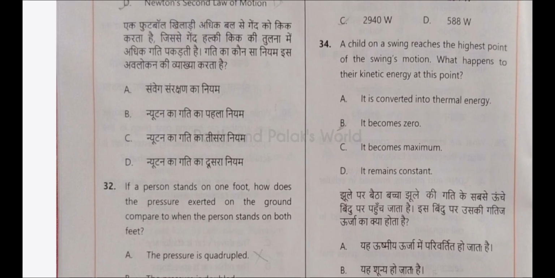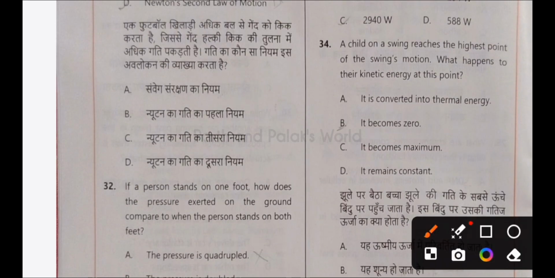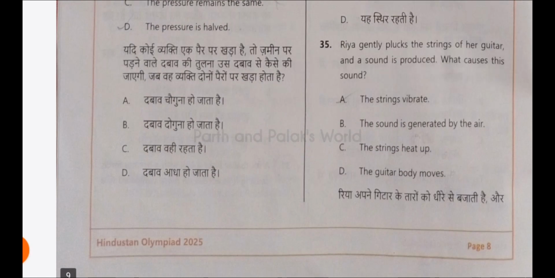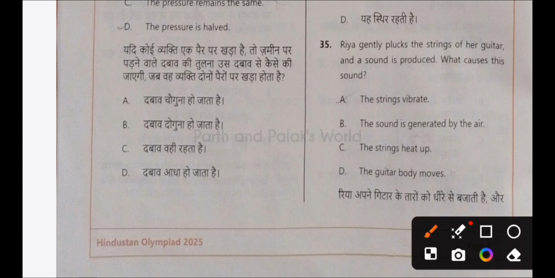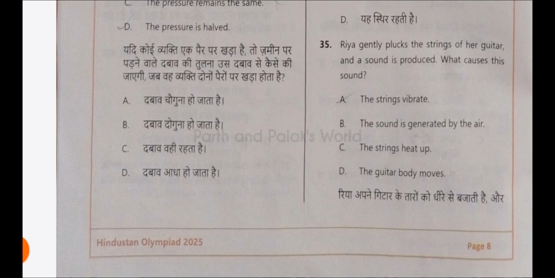Moving on to the next question, question number 34. A child on a swing reaches the highest point on the swing's motion. What happens to the kinetic energy at this point? So the answer would be option B, it becomes 0. Moving on to question number 35. Ria gently plucks the strings of her guitar and a sound is produced. What causes this sound? The answer of this question would be option number A, the string vibrates.